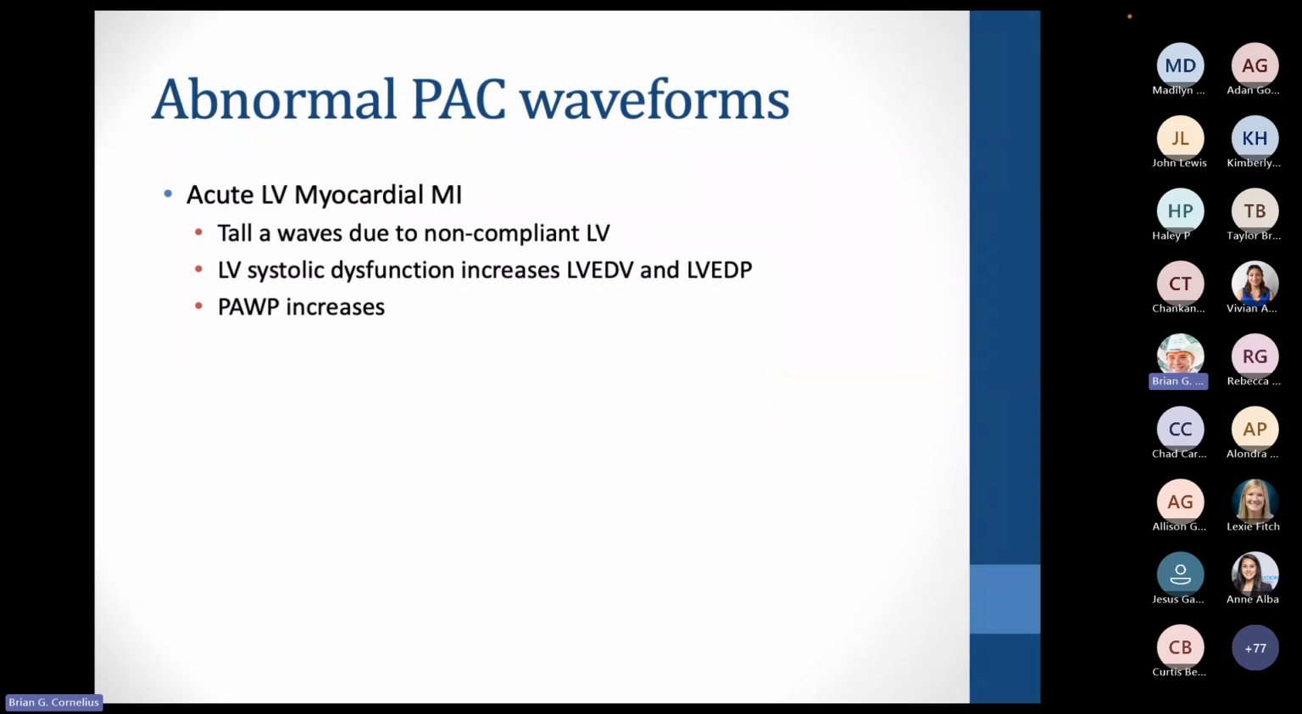If you've got somebody that's had a big left ventricular MI, you may see that they've got big A waves because the left ventricle is very non-compliant. So think about a kid with a fixed ventricular volume. You may also see that as the systolic dysfunction increases, you have an increase in the end diastolic volume as well as the end diastolic pressure. And then ultimately the PA wedge pressure is going to go up. Which, when you think back to why we started using Swan-Ganz catheters, that was a big part of it.